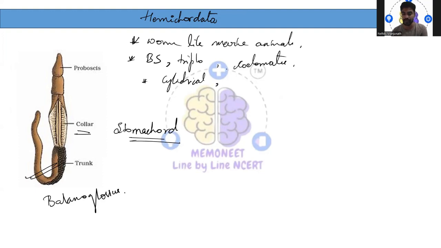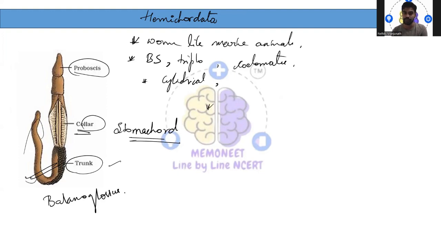Right. So the body will be cylindrical and it consists of an anterior proboscis. Then you also have a collar in the middle region, and the long trunk region. Okay, long trunk, it is actually called the trunk region. So the body is divided into proboscis, collar, and a long trunk region.